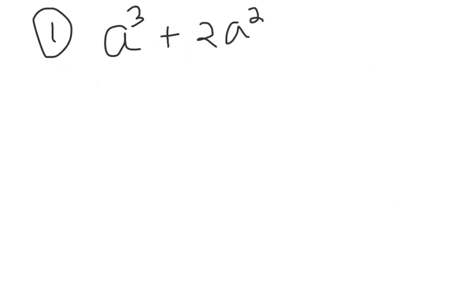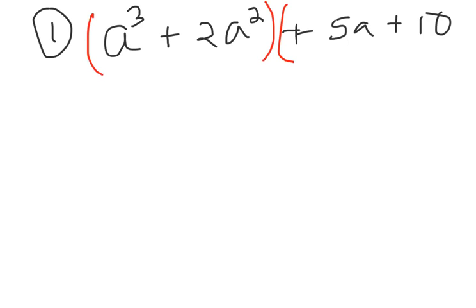So here we go. Example number 1. I've got a cubed plus 2a squared plus 5a plus 10. So I am going to factor this by grouping. Notice it has 4 terms. I'm going to group the first 2 terms, put parentheses around them. Group the last 2 terms.